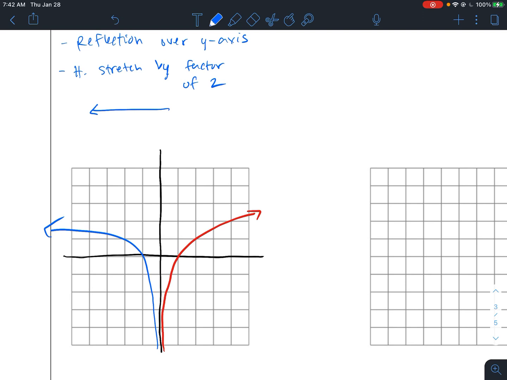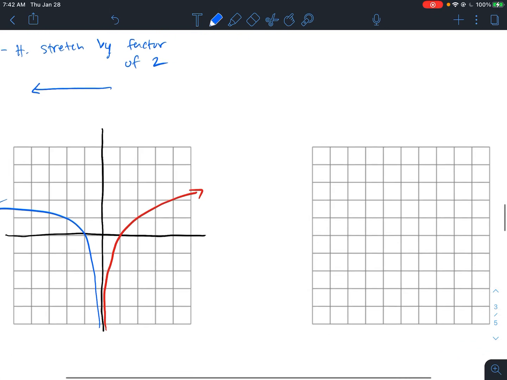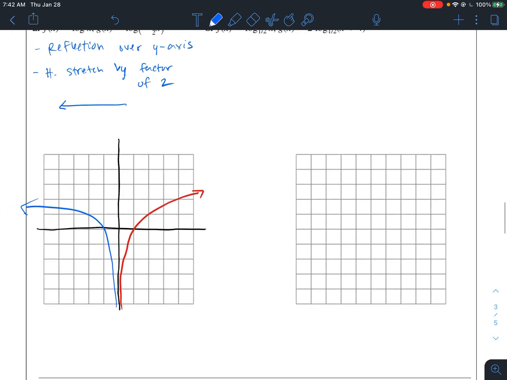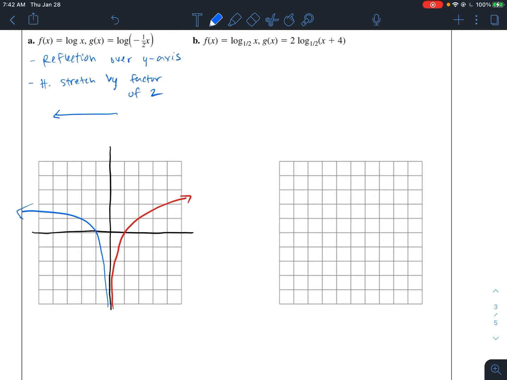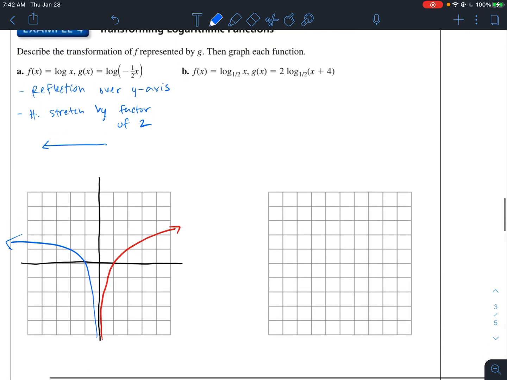So this one comes out a little bit more wide above, but this one kind of cuts in a little bit quicker. That's because it's a horizontal stretch by a factor of 2. Alright, so those are those functions. Now let's talk about these functions right here.